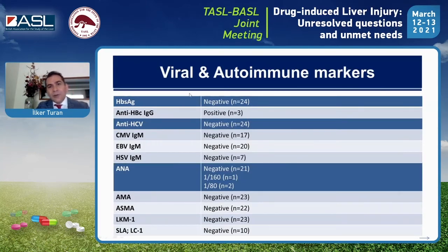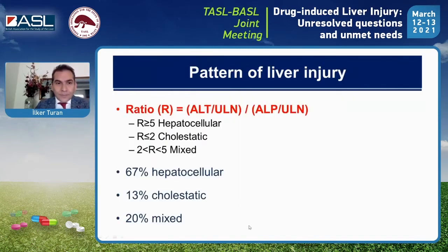For viral and autoimmune markers, all patients were negative for hepatitis B and C. Antinuclear antibody was 1 to 160 in one patient and weakly positive in 2 patients. All other viral and autoimmune markers were negative in patients who had available data. Pattern of liver injury, as described by the R ratio of ALT to alkaline phosphatase, was mostly hepatocellular, and a minority of patients had cholestatic or mixed pattern.